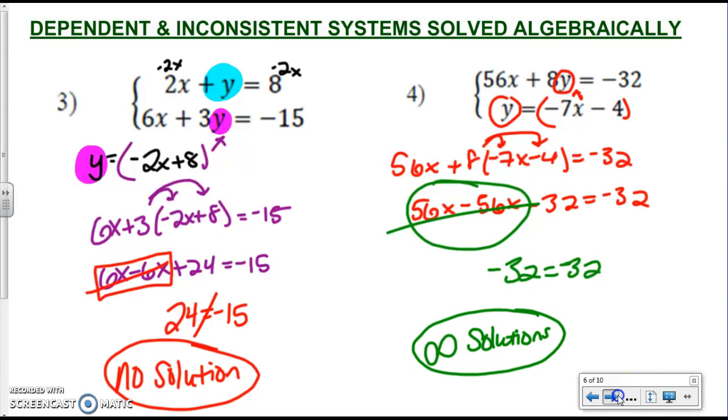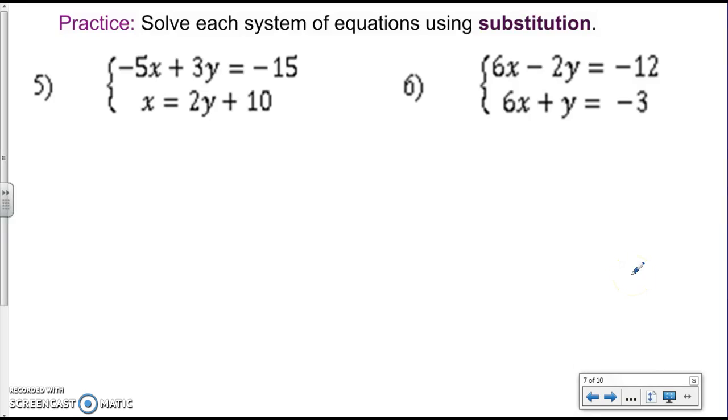Okay, that is it for the lesson today. There are 2 more problems for you to try. I'm going to go ahead and give you the answers to those so you can check them. The first one you should get 0, -5. The second one you should get -1, 3 for final answer.